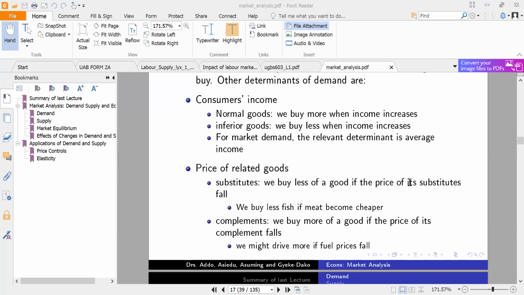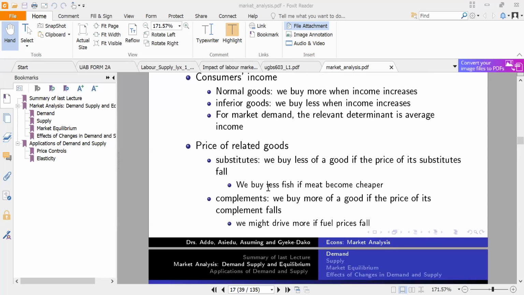If there's a substitute, say the price is falling, right now you said it's 4 cedis for Carnation, 5 for Ideal Milk. But if the price gets to say 2 cedis for Carnation, people will say, milk is milk, whatever I get, because it's now 2, I'll buy the Carnation. So we buy less of a good if the price of its substitute falls.